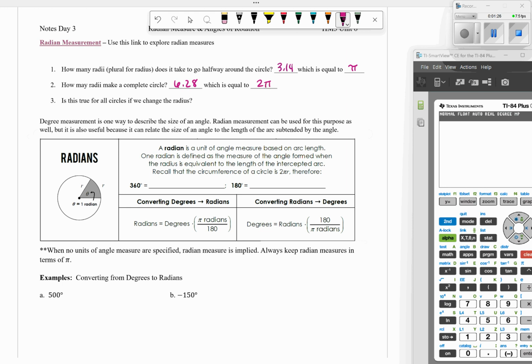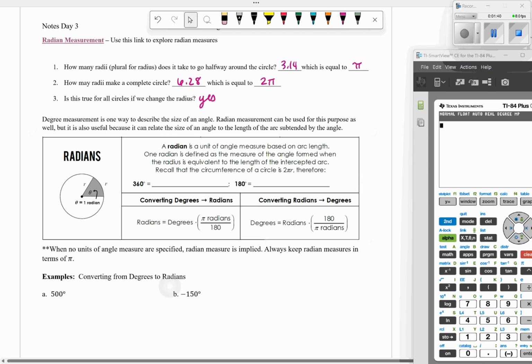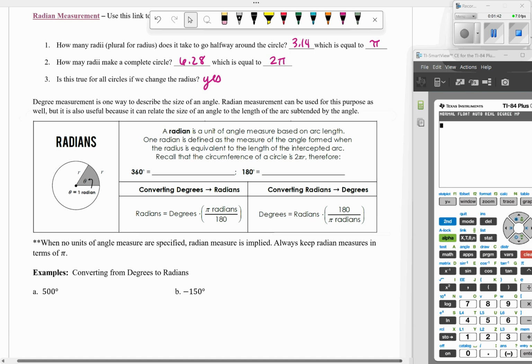And we said, is this true for all circles if we change the radius? Yes, because it doesn't matter how big or how small the radius is, you will always get 2 pi all the way around your circle. So degree measurement is one way to describe the size of an angle. Radian measurement can be used for this purpose as well, but it's also useful because it can relate the size of an angle to the length of the arc subtended by the angle.